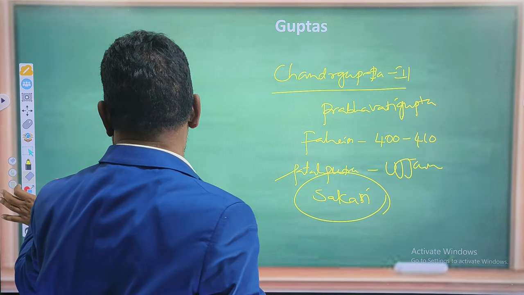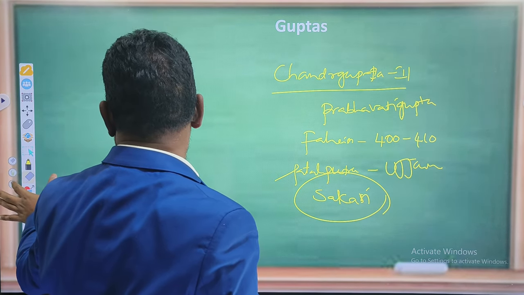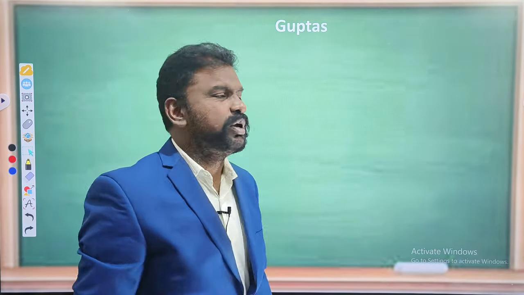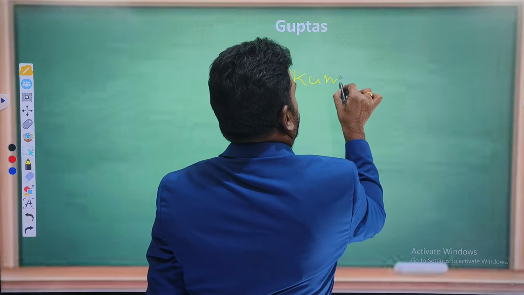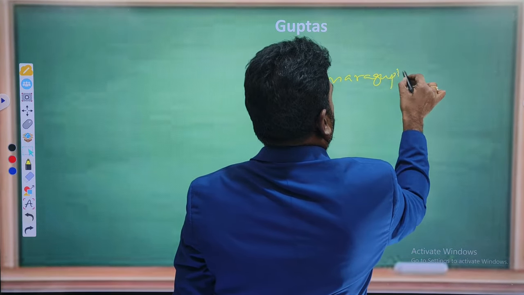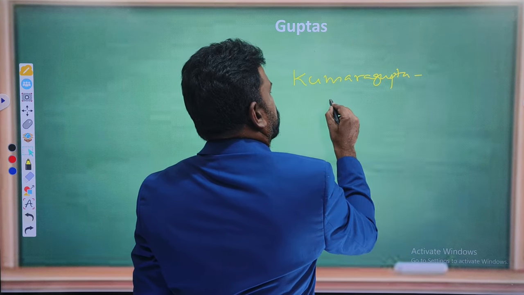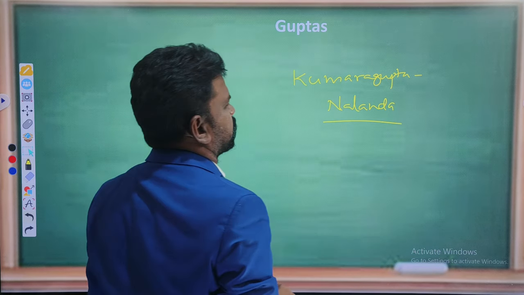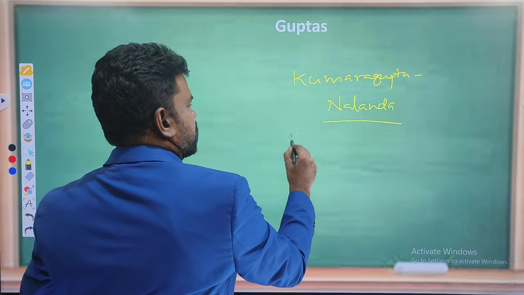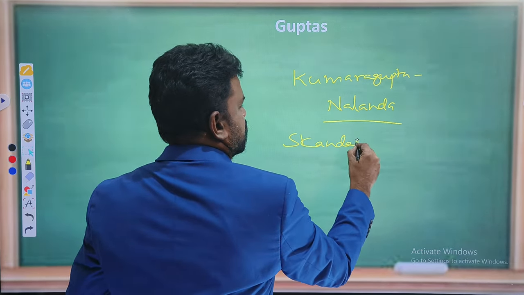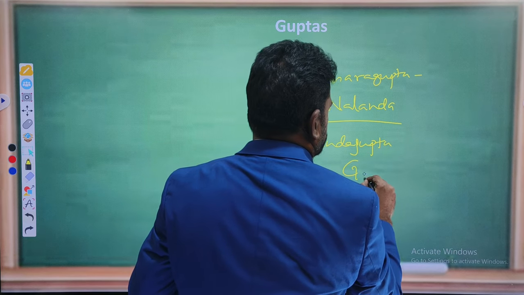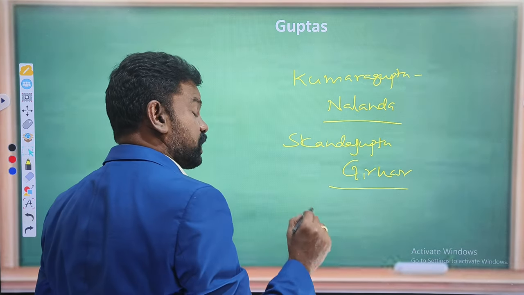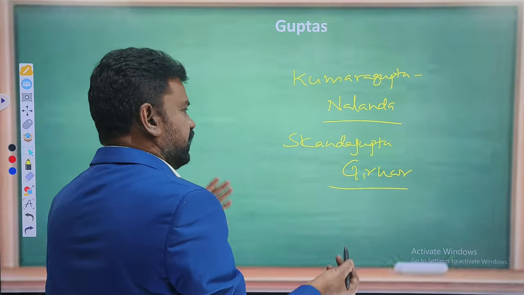After Chandragupta II, the next ruler was Kumaragupta. Kumaragupta issued more gold coins. In his period, he developed Nalanda University. Kumaragupta's son was Skandagupta. Skandagupta issued the Girnar inscription, also called the Junagadh inscription. He repaired a lake.